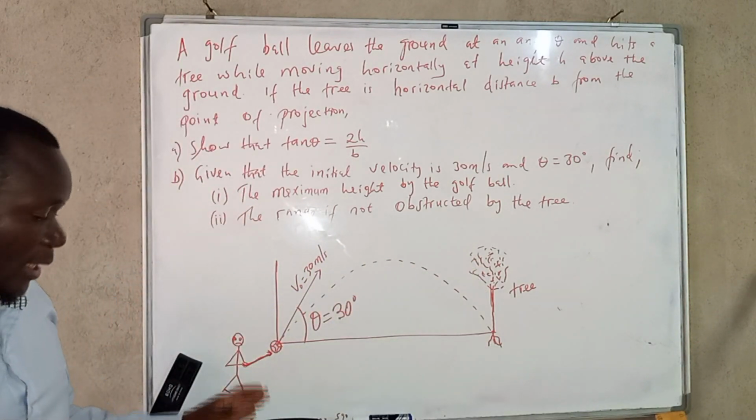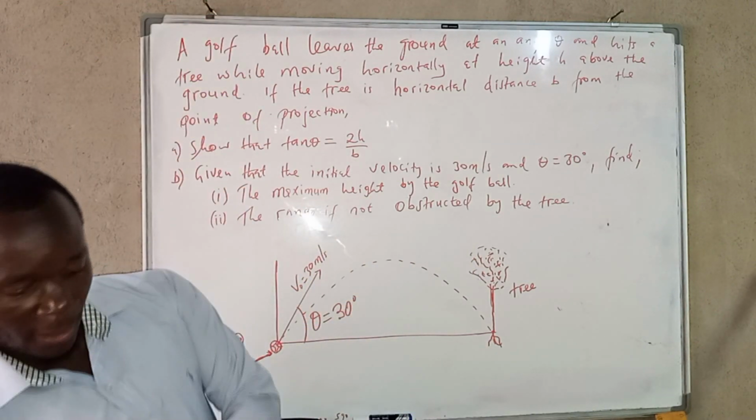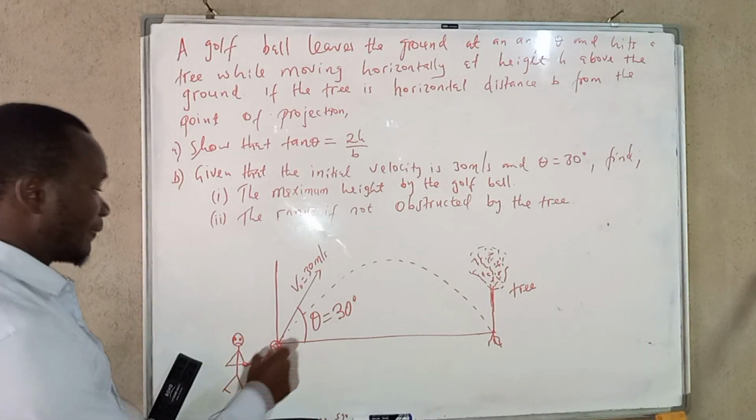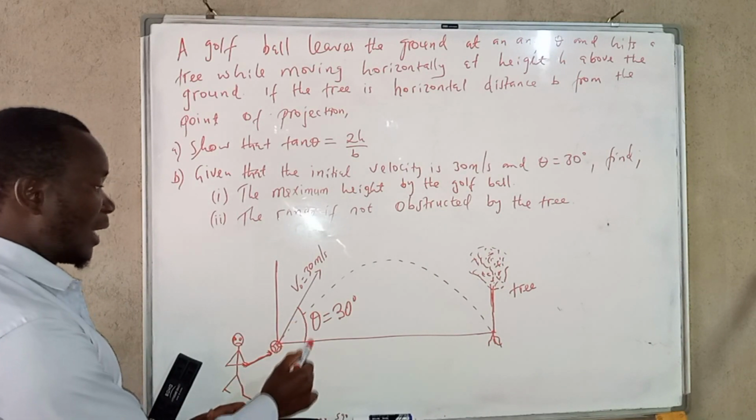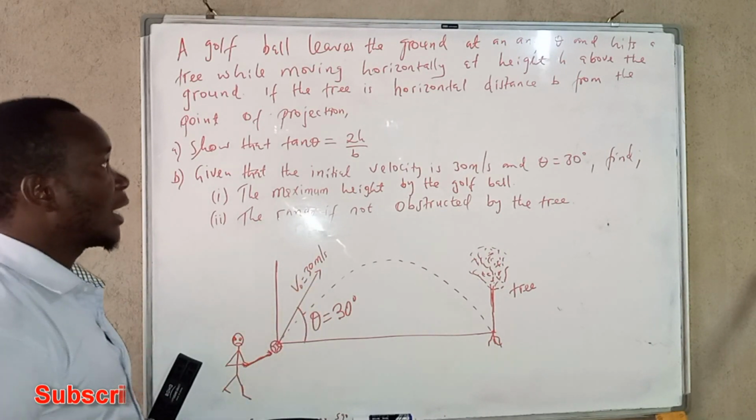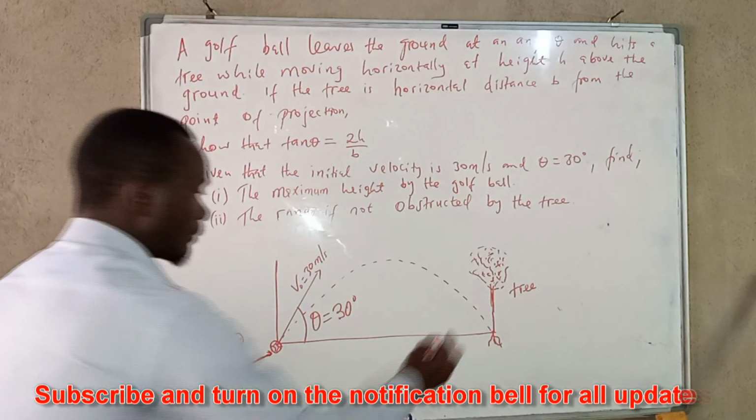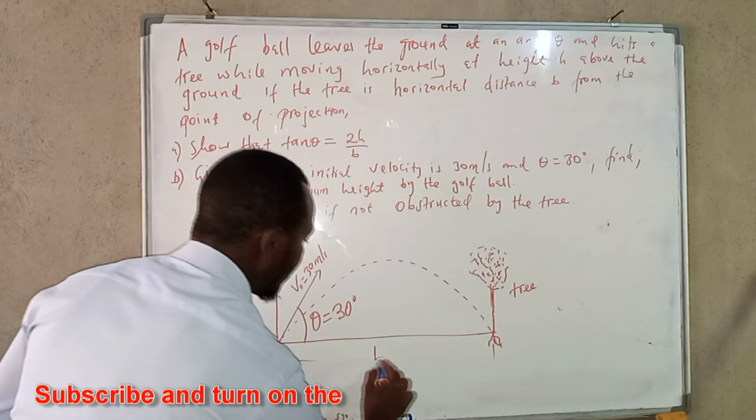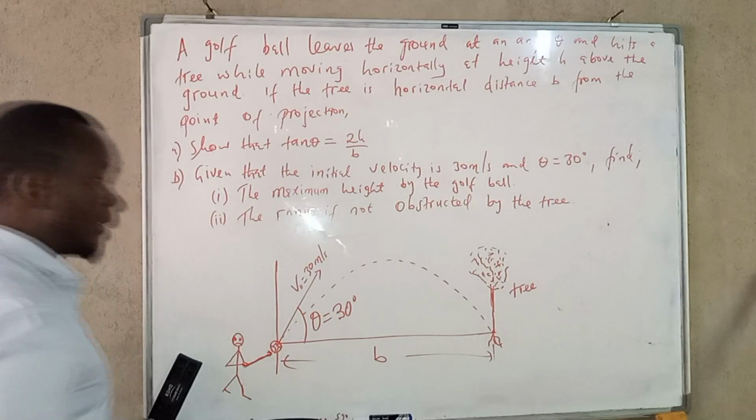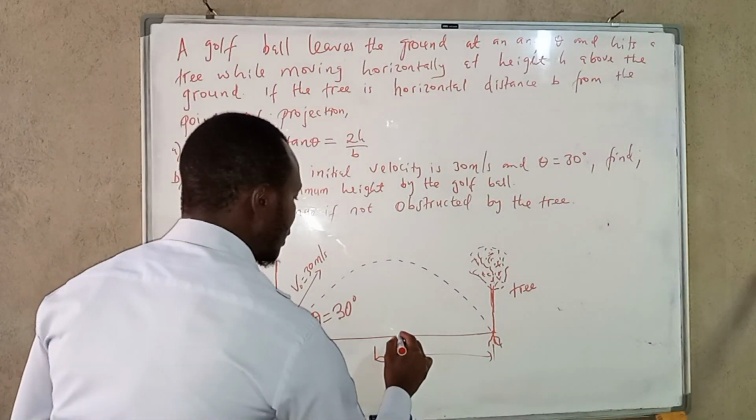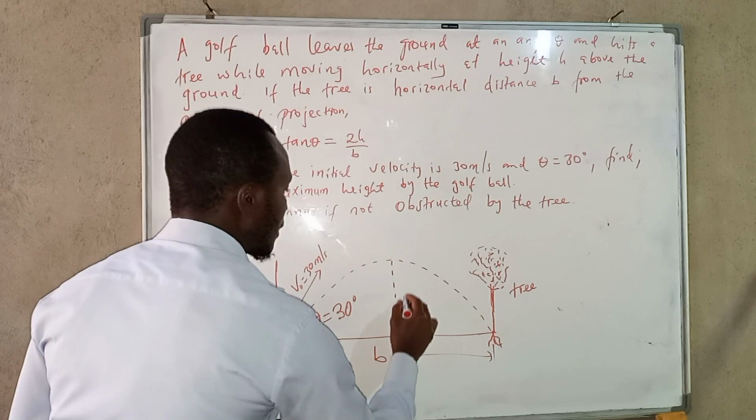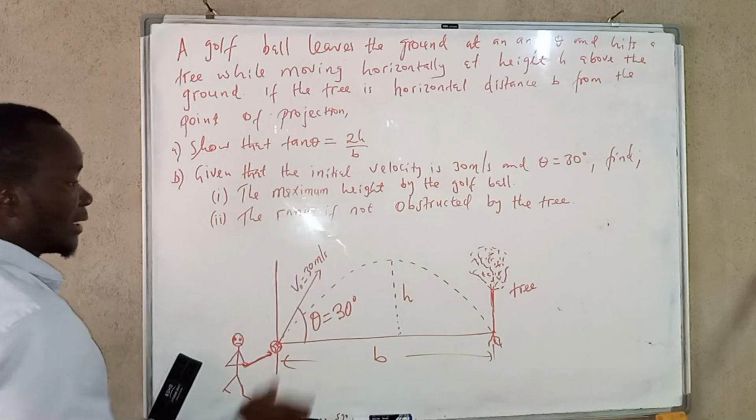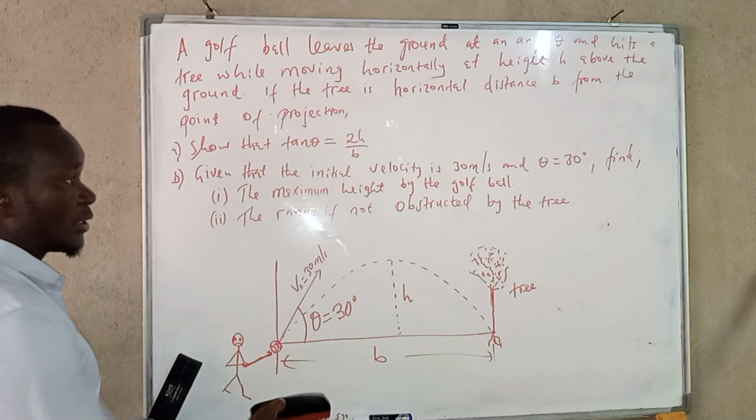So we have this diagram, then a golf ball. After hitting the golf ball, it leaves the ground at this angle theta and with this speed of 30 meters per second. Then we're told to say the distance from this to this is b, which is simply the range. Then from this point to this point, this is the height. Now let us try to come up with this and see what we can do and finish this if we can.